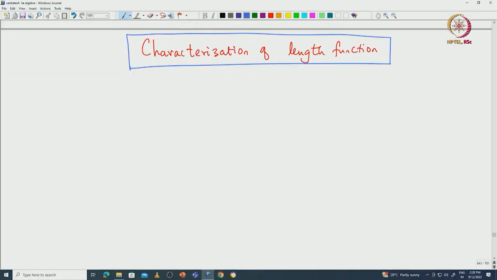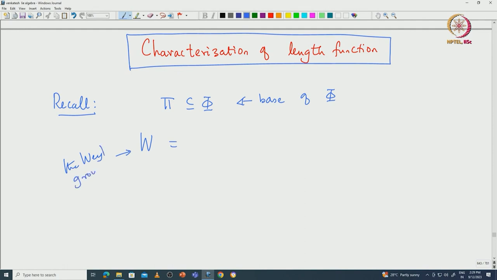So let us recall what we have done so far. We will just set up some notation. We take Pi, which is a subset of Phi, that is a base. So this is a base of Phi. Then we proved that the simple reflections corresponding to elements of Pi generate the entire Weyl group. So let us say W is the Weyl group of Phi. By definition, this is generated by all the reflections coming from the roots of Phi. But what we proved, as a theorem, is that it is also generated by simple reflections s_alpha where alpha comes from the simple roots Pi. This is something we already proved.